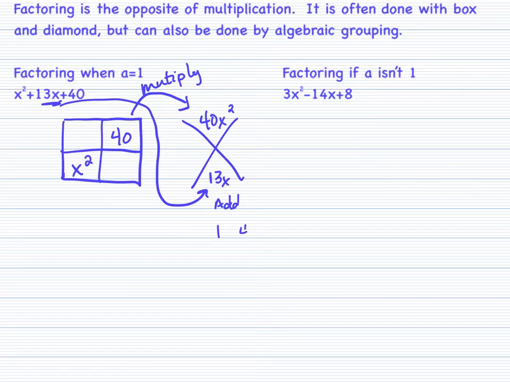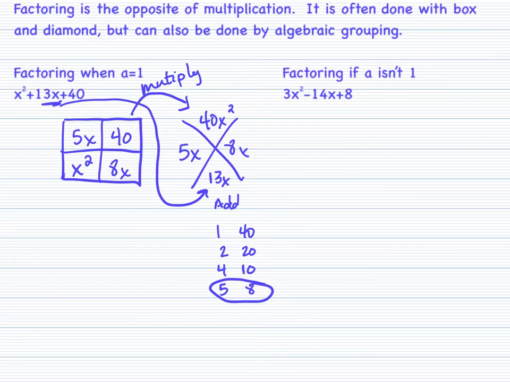We got 1 and 40, 2 and 20. This is why we did this in the warm-up. Not divisible by 3, so now 4 and 10. 5 and 8. Not divisible by 6 or 7, so we're back to 8 and 5. They're both positive, so everything's going to be positive. So my pair that adds up to 13 would be 5 and 8. So 5x and 8x. So I put those in the remaining boxes. Doesn't matter which goes where.